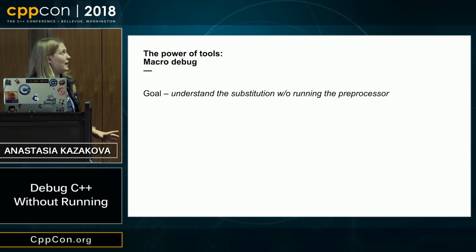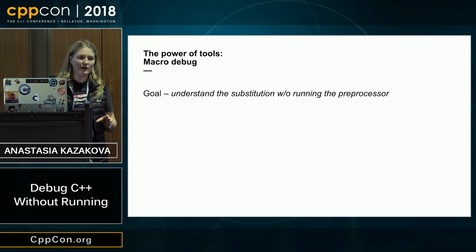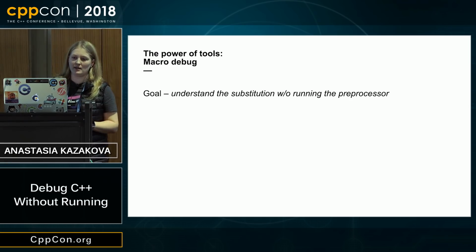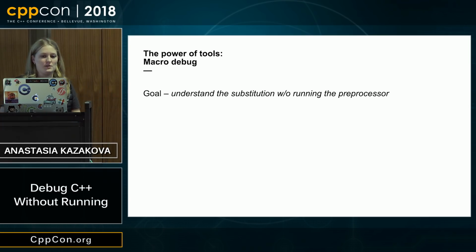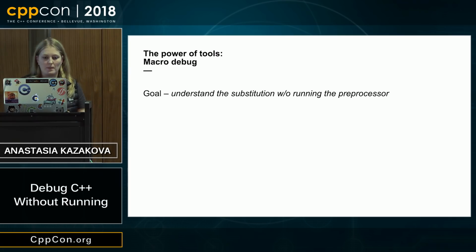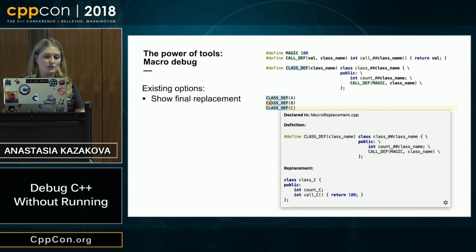The goal of macro debugging is to understand the substitution without even running the preprocessor. So we're in the IDE, not in the text editor. The text editor is good and quick, but it can't do that for you. An IDE is a smarter thing, and it can usually do some smart things for you. We would like to look at the code in the IDE and in some way understand the substitution without running the preprocessor. There are a couple of ways to do that in modern tooling.